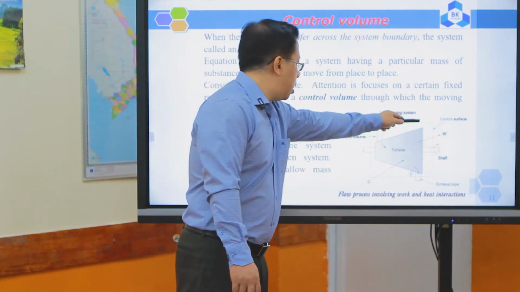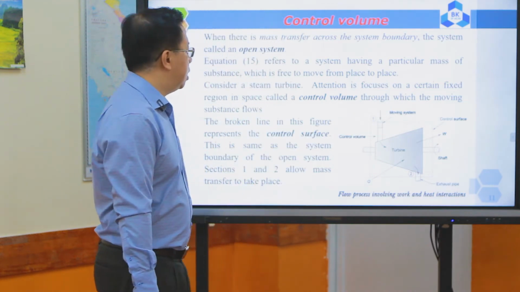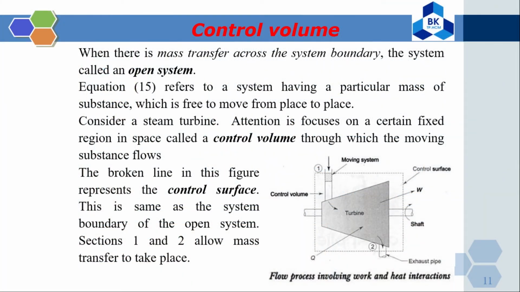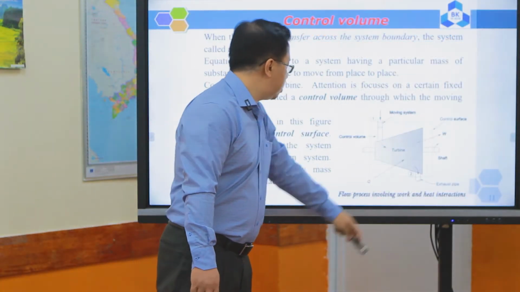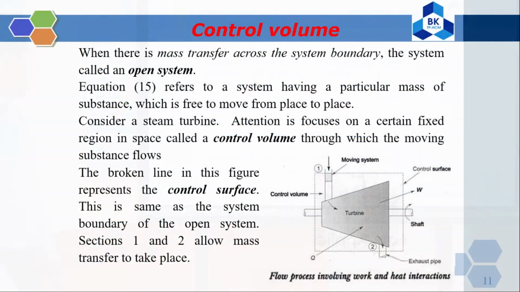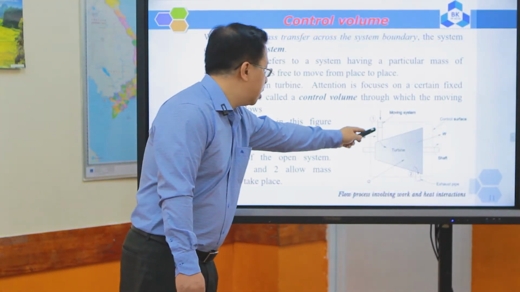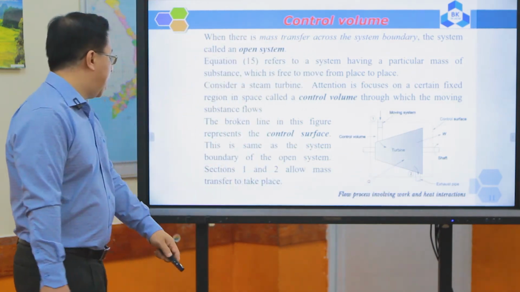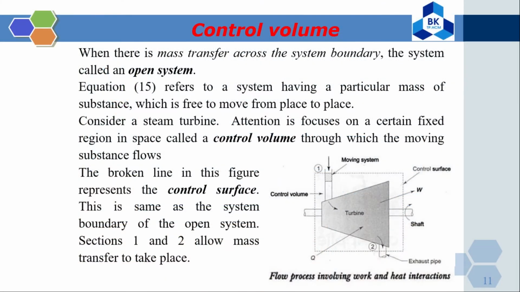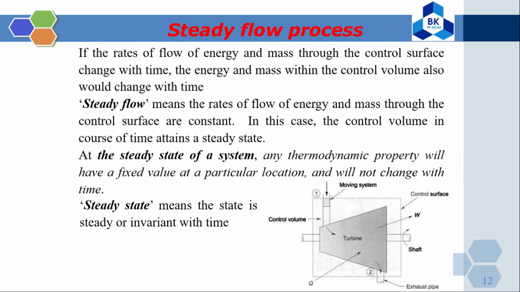And of course, we have the boundary. The broken line in the figure represents the control surface, okay? So the broken line here is the control surface. This is the same as the system boundary of the open system. And section 1 and section 2 here allow mass transfer to take place. That is about the control volume.